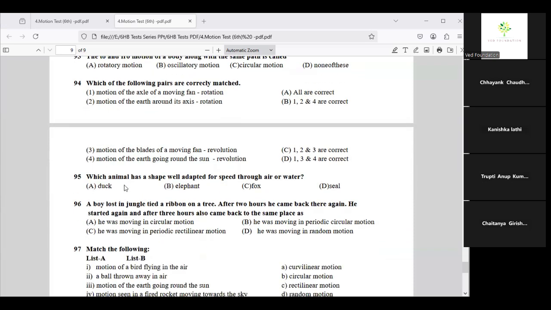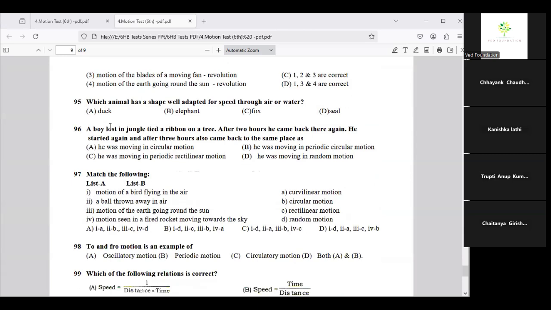B option correct. 95. Which animal has shape well adapted for speed through air and water? Correct answer is option A, duck. 96. A boy lost in jungle tied a ribbon on a tree. After 2 hours, he came back there again. He started again, and after 3 hours, he came back to the same place.